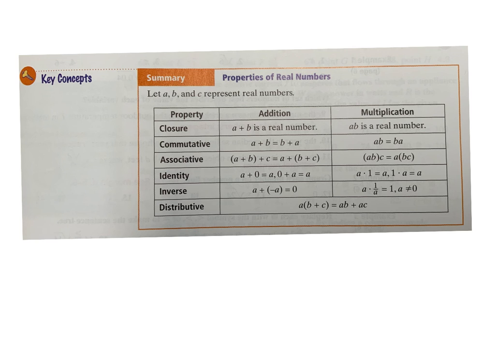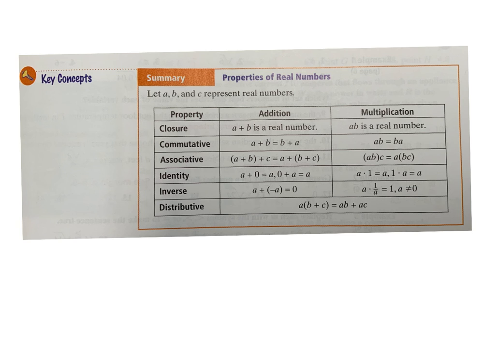Identity property. If you add 0 to something or multiply something by 1, the number doesn't change. The identity of the number doesn't change. Inverse is what we just talked about. If you add an inverse, whether it be addition, you're going to get 0. Multiplicative inverse, you're going to get 1. The caveat there is that it can't be 0. 0 does not have an inverse because you can't divide by 0. So other than 0, that works for everything.